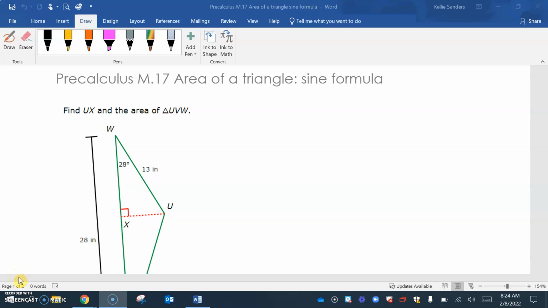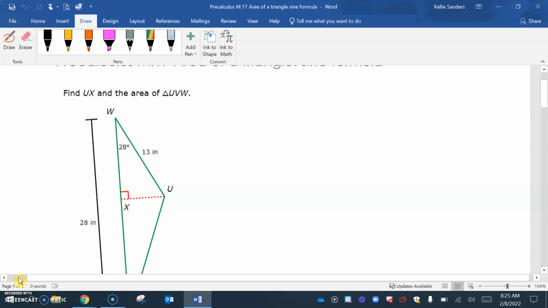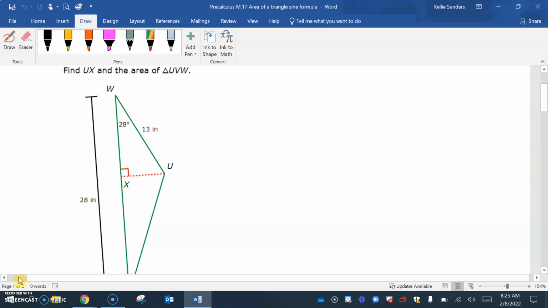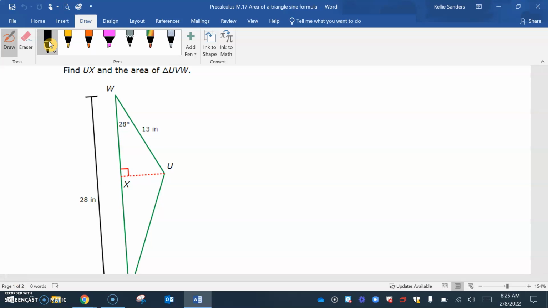For calculus, M.17, area of a triangle using the sine formula. And so on all of these, we are going to be finding the area of the triangle that they give us. And does anybody remember what the formula for area of a triangle is? 1/2 base times height, or base times height divided by 2. It's the same thing, just depends on what your teacher taught you.